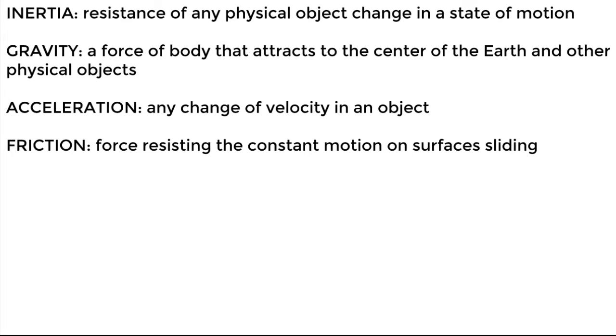Acceleration is the rate of change of velocity of an object. Friction is the force resisting the relative motion of solid surfaces sliding against each other. Inertia is the resistance of any physical object to any change in its state of motion. Example: the inertia of a shot put is greater than that of a basketball. Gravity is the force that attracts objects towards the center of the earth or toward any other physical object having mass.